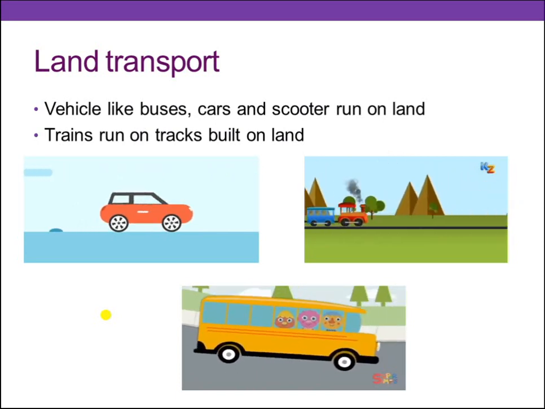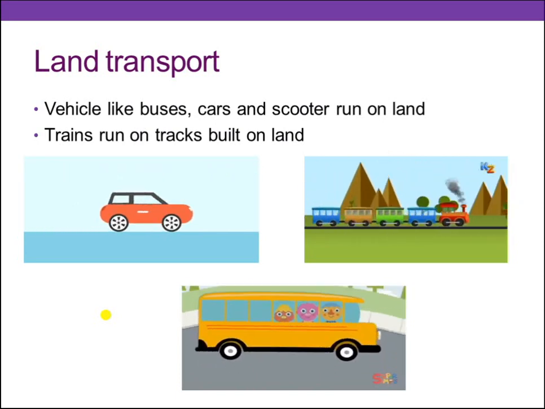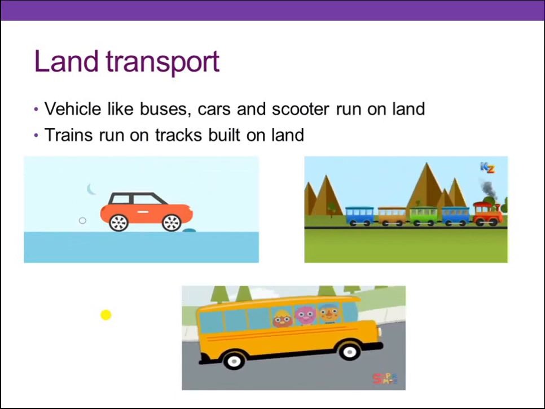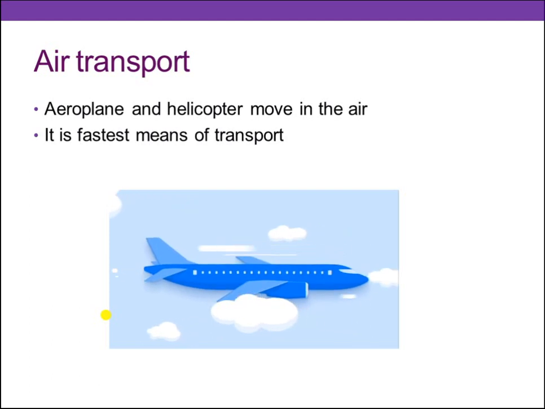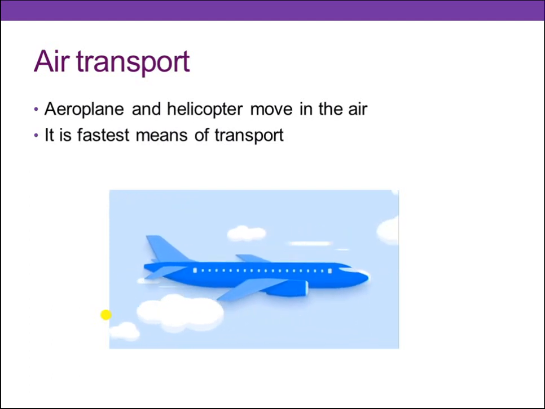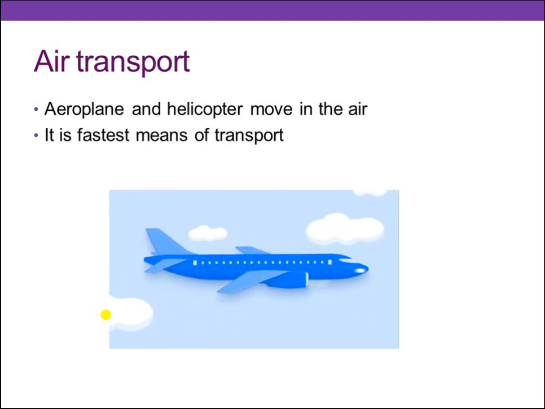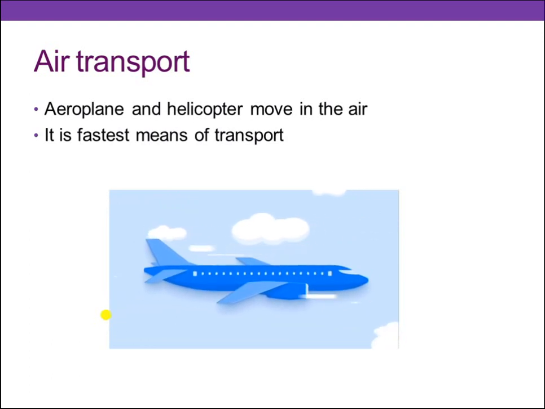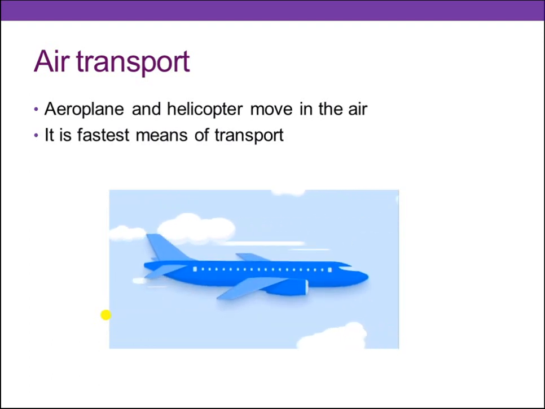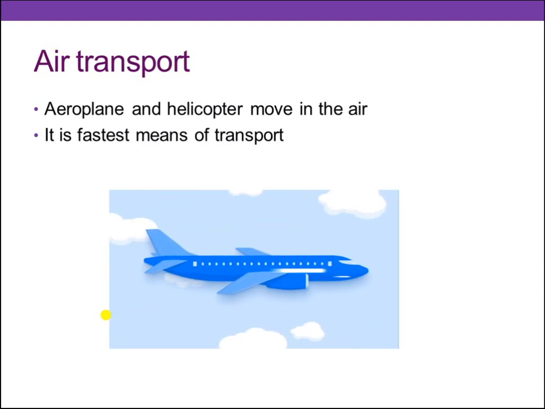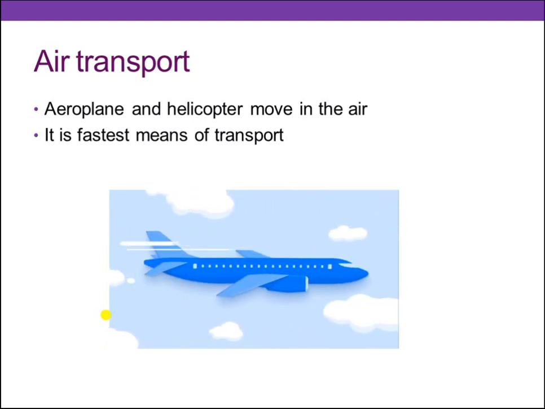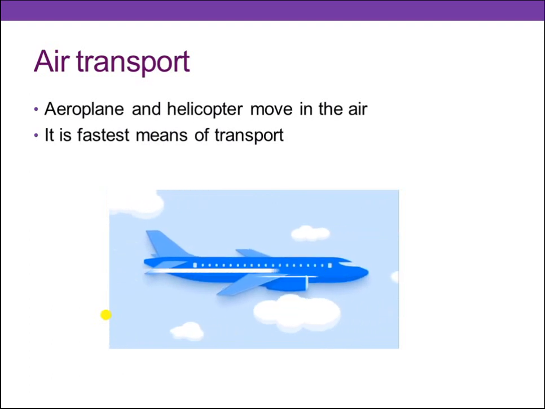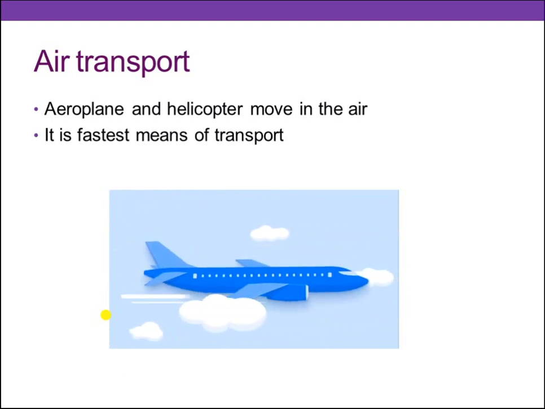Have you ever seen a train? Have you traveled in a train? Yes. Next, let's see air transport. Aeroplane and helicopter move in the air. These are the means of air transport, and it is the fastest means of transport.